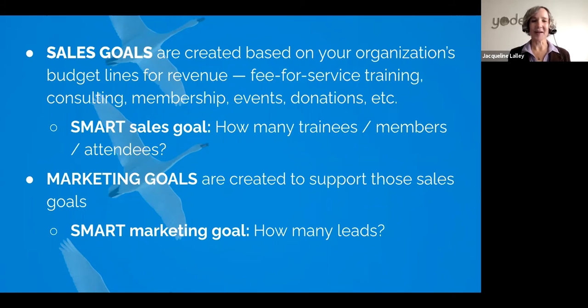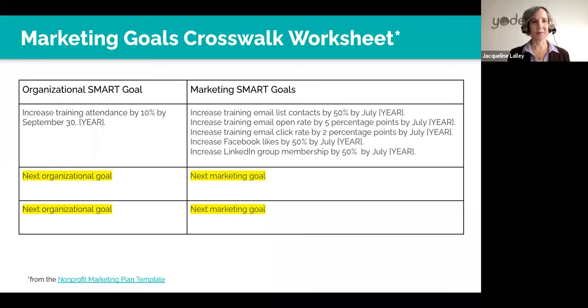I think there's a lot of mystery around how those two things relate to each other. I think there's a lot of just lack of knowledge that there even is such a thing as marketing goals as opposed to sales goals. So we're trying to break through that kind of mystique and just make it really easy to understand how these two things fit together and that they are separate.